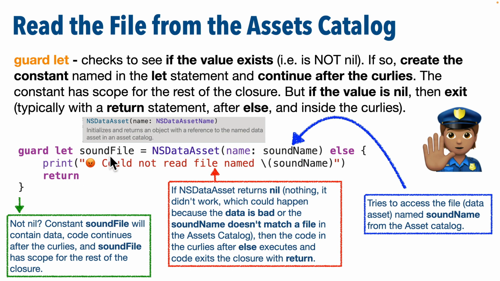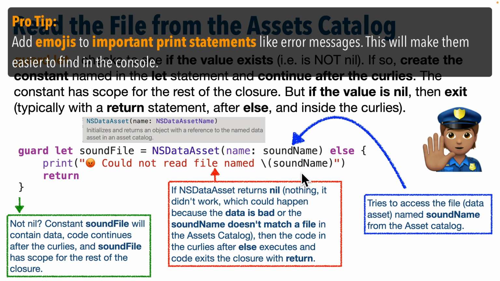Now, technically, you don't need this print statement before the return statement, but what it's doing is it's printing out a message to the console that says, hey, an error occurred, and it prints the string inside the variable sound name so I can double check the spelling. And pro tip, adding emojis to print error statements like this helps you identify them quickly in the console that might have lots of other output in it.